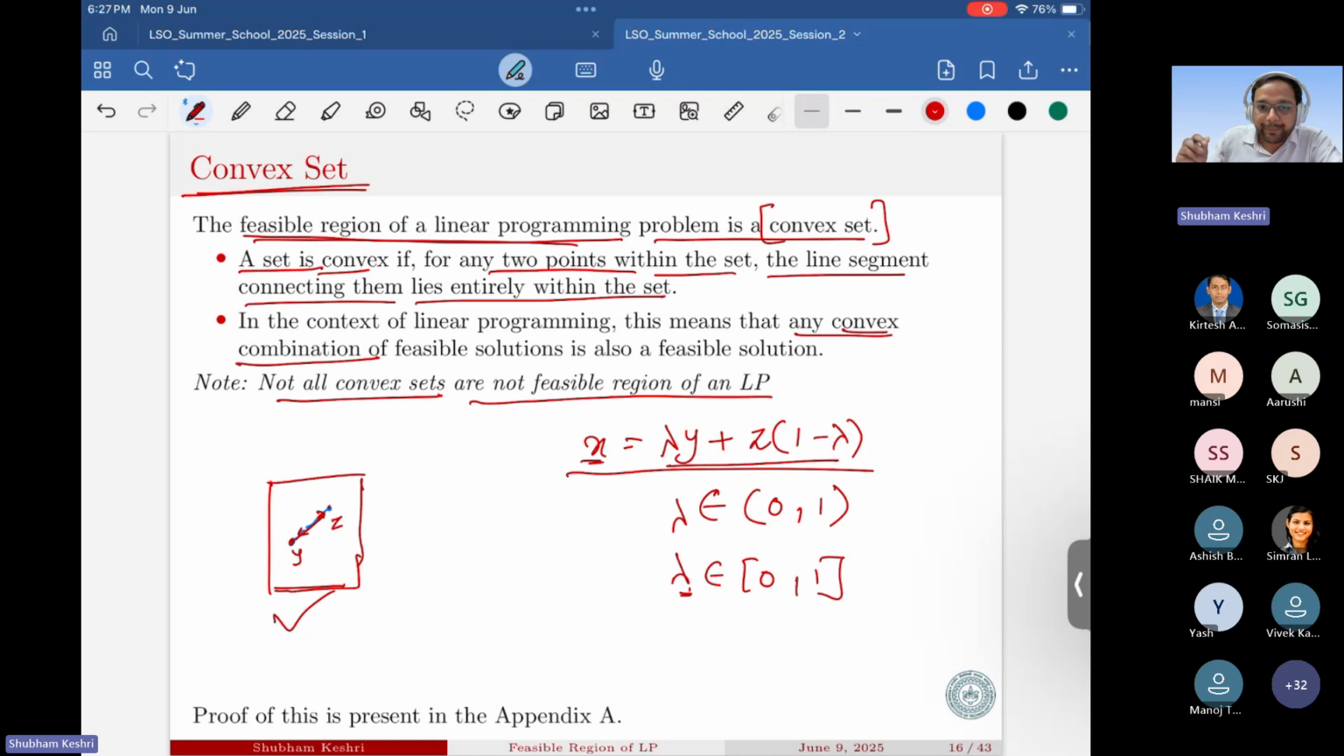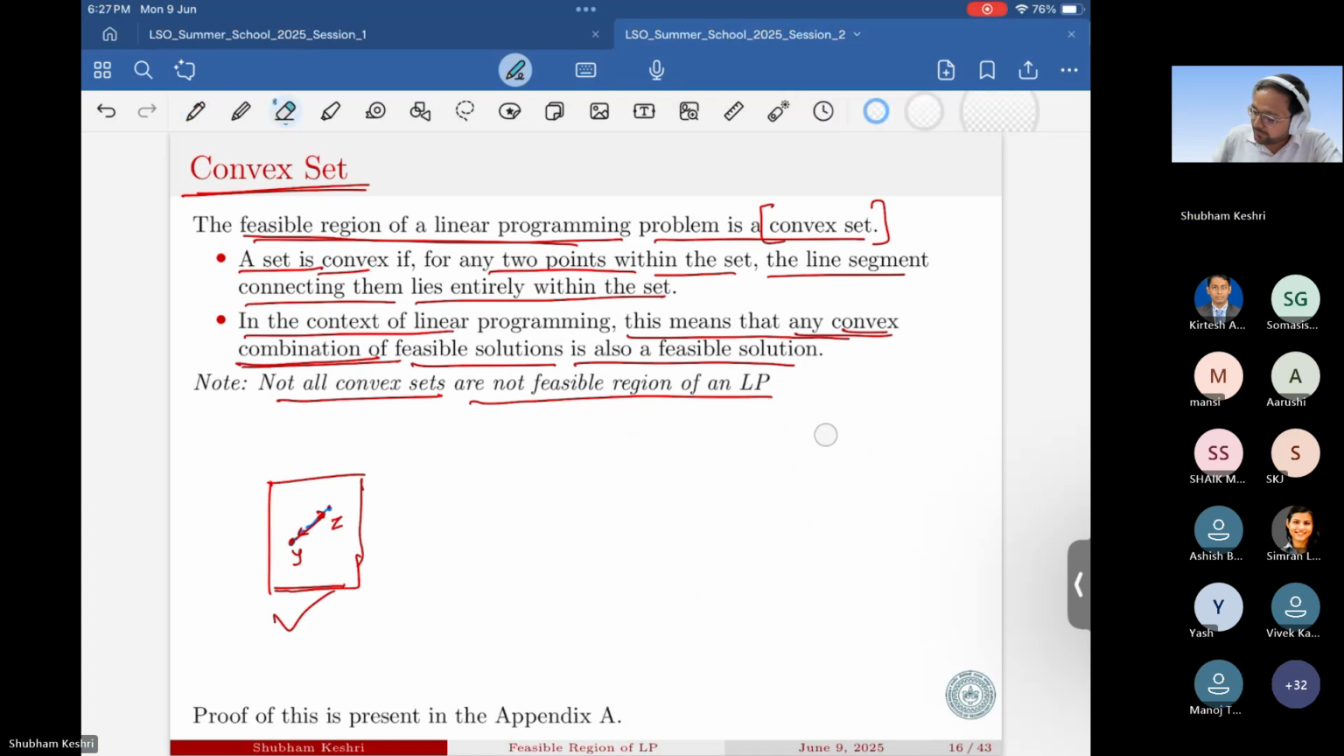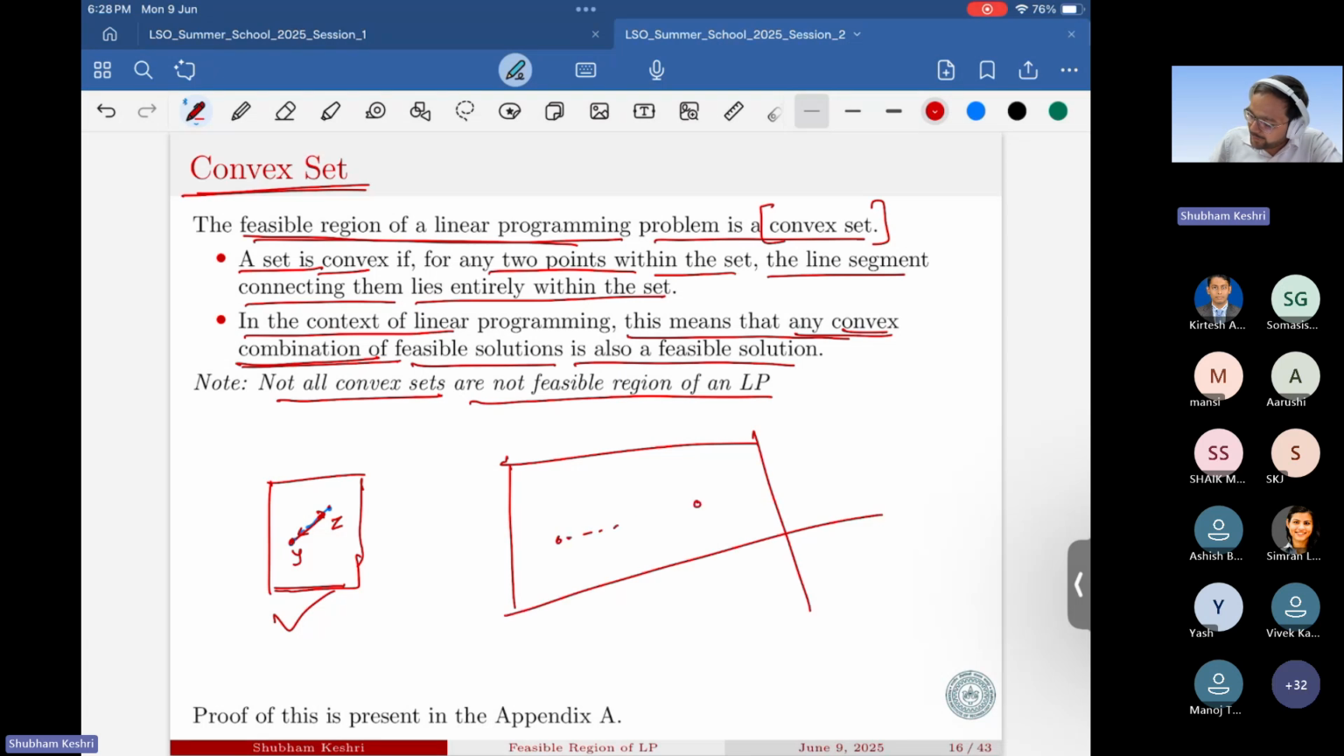So X is represented as a convex combination of the points Y and Z. In the context of linear programming, it means that any convex combination of feasible solutions is also a feasible solution. I will repeat again. Suppose this is the feasible region of an LP. Any convex combination of these two feasible solutions will also be feasible. It means the same thing. I'm just talking in the context of mathematics, so that's why the terminology convex combination. Is that all right?